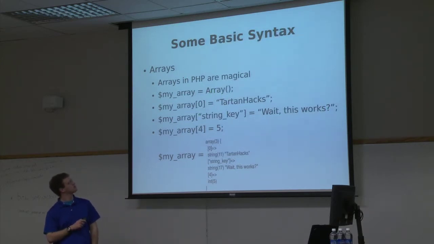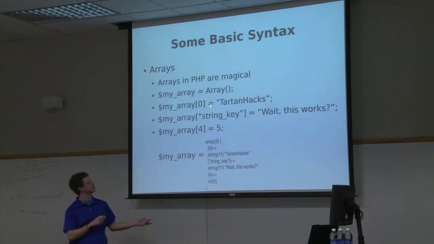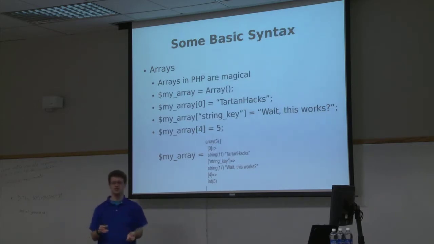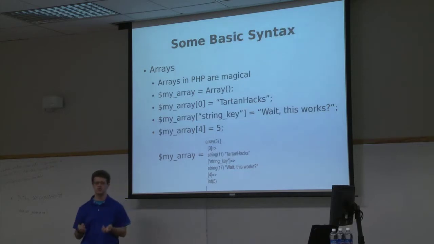And then you can do things like say, OK, well, myArray[0], the first thing in the array, is the string tartan hacks. And then you can do myArray['string key']. It doesn't have to be a number. Why not? And that can be something else. And then you can skip straight to 4 and say myArray[4] equals 5. And this is completely valid in PHP. Arrays in PHP are really, really flexible. They're really, really powerful. They're magical.